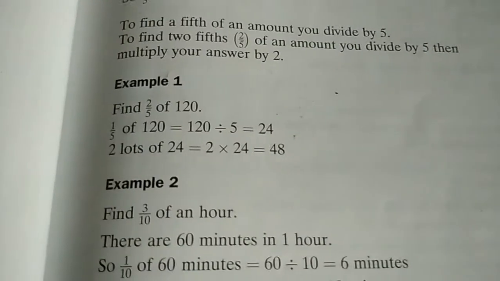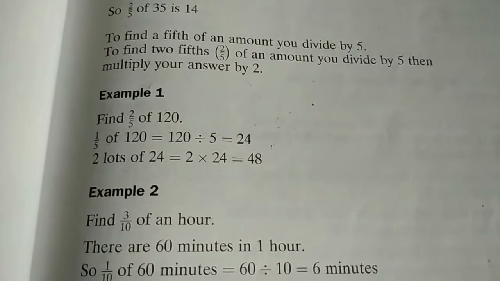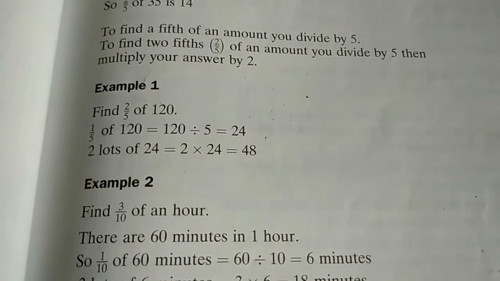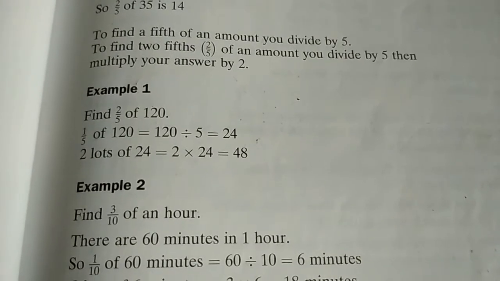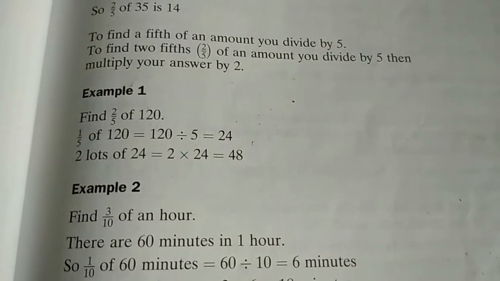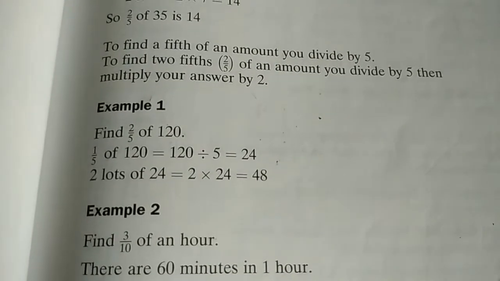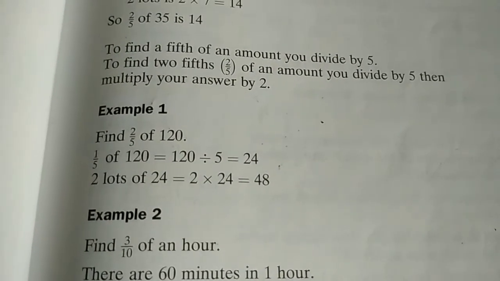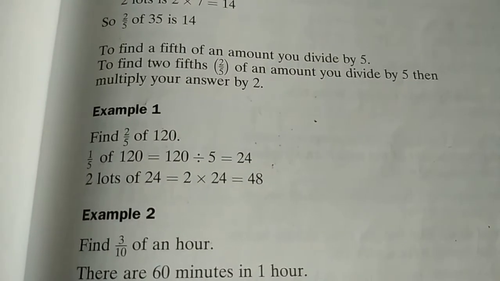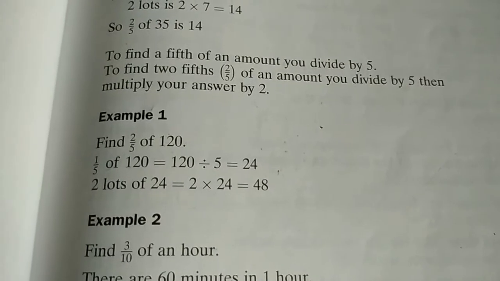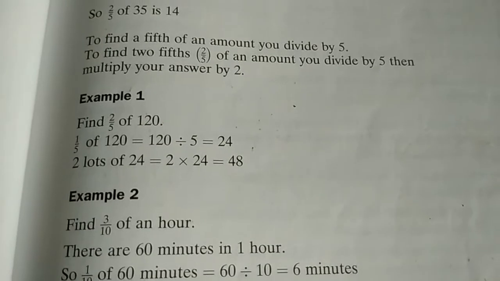As you can see, example 1 says: find 2/5 of 120. So basically it's a fraction. By using that fraction we will find out what the 2/5 of 120 should be. What they have done here is first find 1/5 of 120. 1/5 of 120 means we are dividing 120 by 5. So 120 divided by 5 is 24.